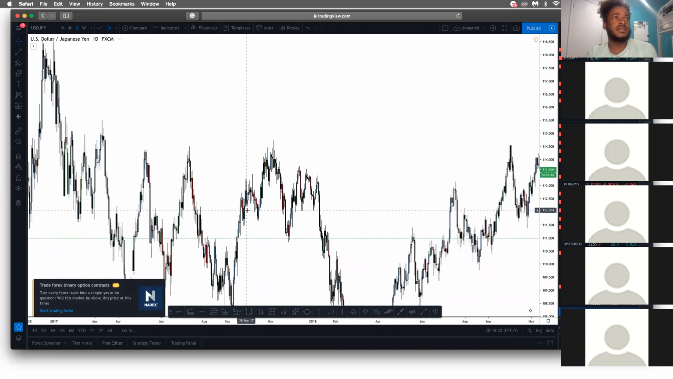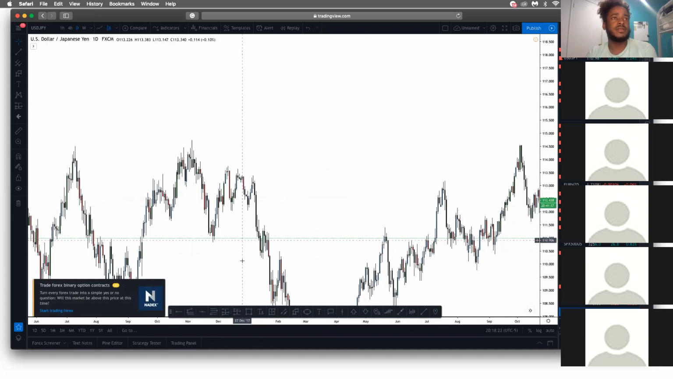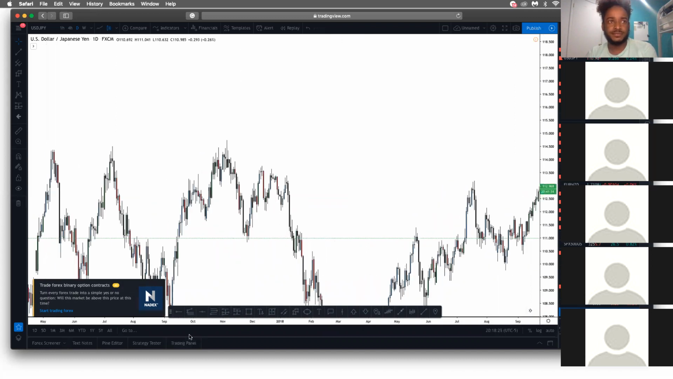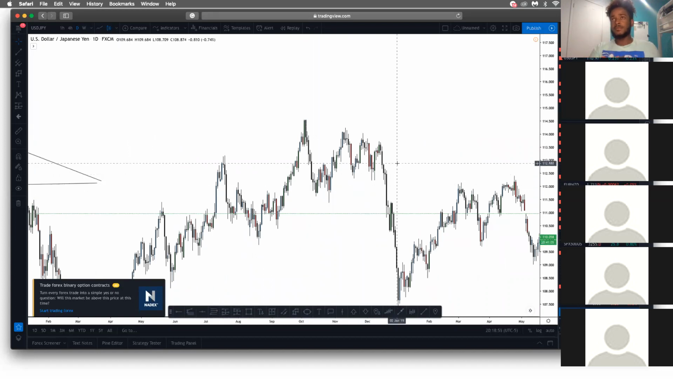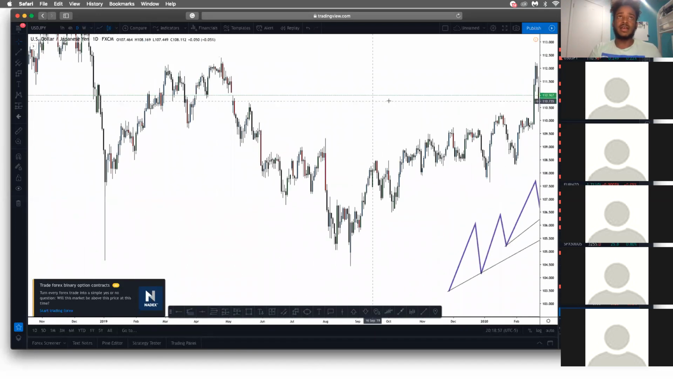So let me see if I can find an example of dynamic support and resistance, right? Let's say you have something like this. You connect these lows and you connect these highs, right? This would be something like dynamic support and resistance. It doesn't respect our trend line rules, but the market still reacts to it, right? So that's a whole other topic we could attack, right?